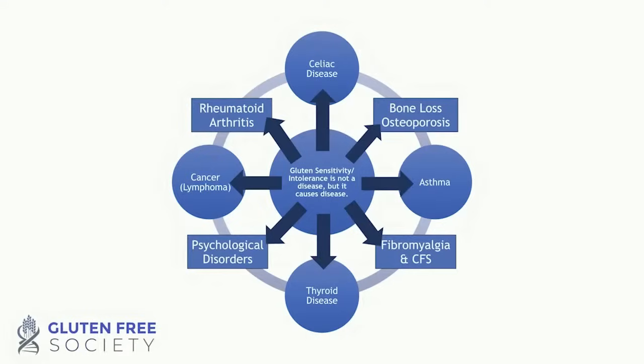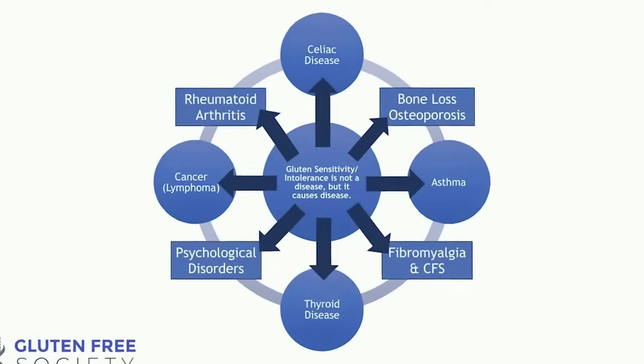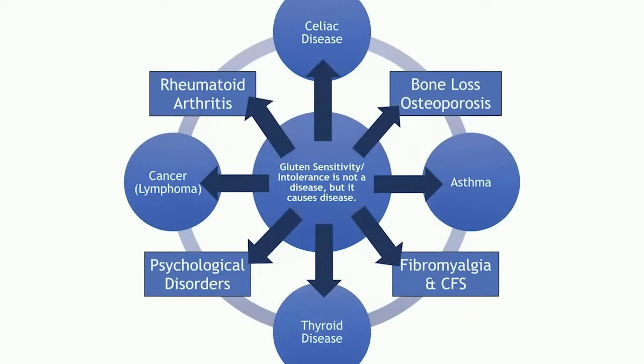Now, this diagram will also help make good sense of that for you. You'll see at the core of this diagram gluten sensitivity or intolerance, again, those two words are sometimes used interchangeably. It's not a disease, but it causes disease. And if you look at the diagram, the number of arrows: celiac disease, bone loss, asthma, fibromyalgia and chronic fatigue syndrome, thyroid or Hashimoto's, psychological disorders, cancers, rheumatoid arthritis. These are all conditions that we know gluten can either cause or in some cases contribute to.